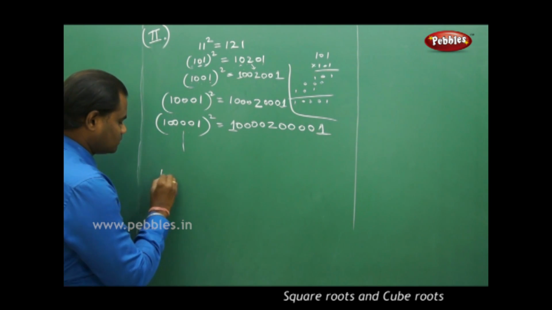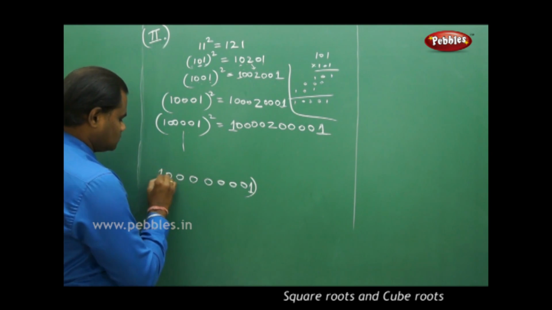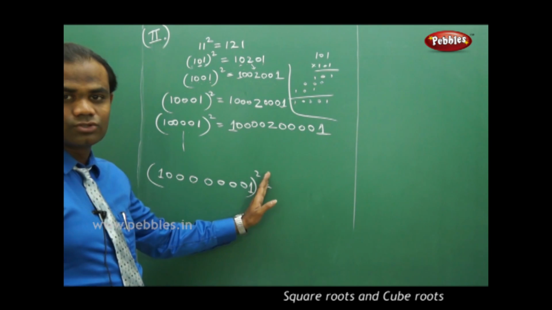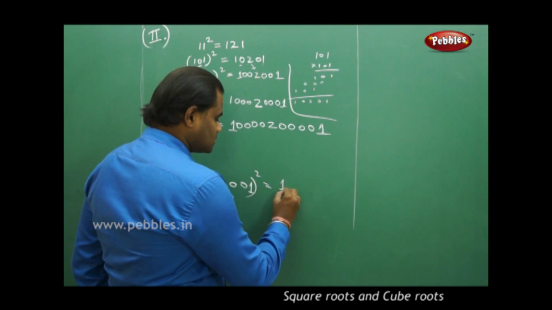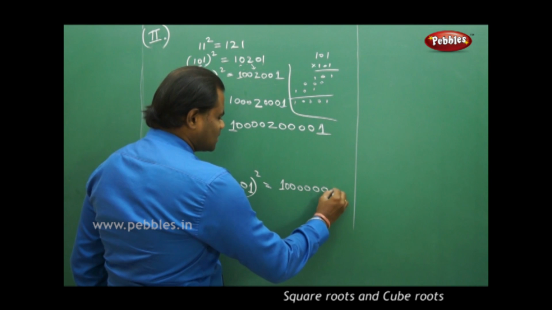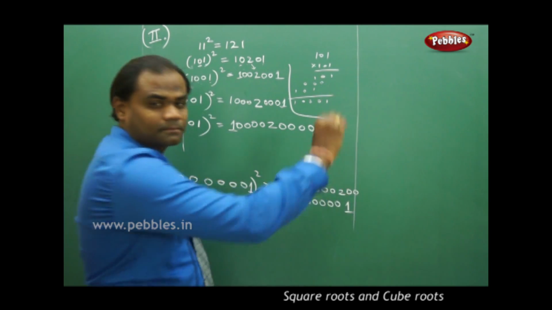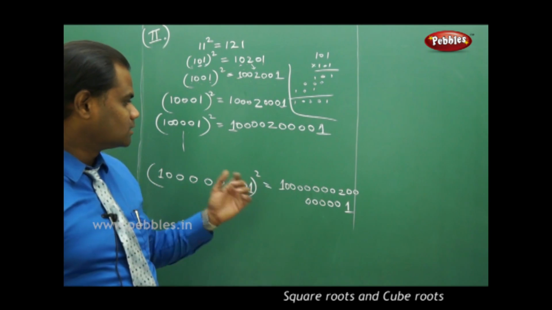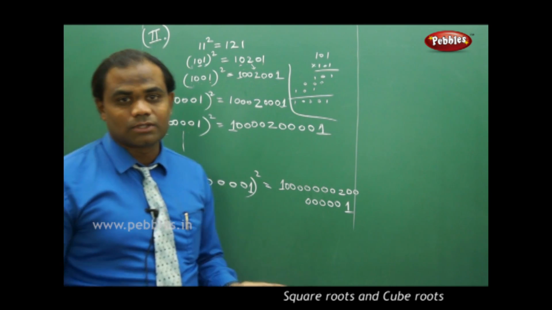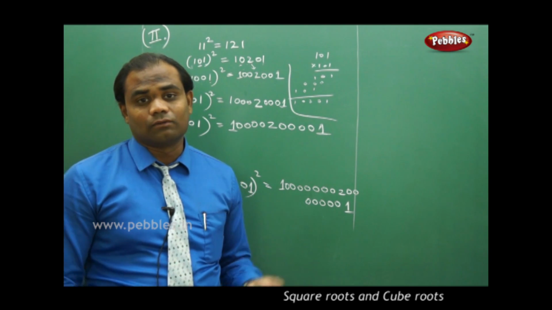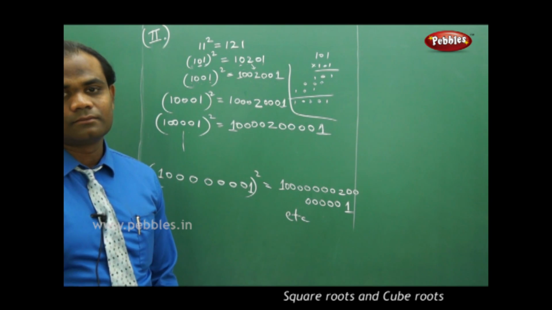So if I wanted to find the square of 1 followed by 7 zeros and then 1, then I have 7 zeros on the left of 2 and 7 zeros on the right of 2, and the value becomes 1, 7 zeros, 2, 7 zeros, 1. This is how I identify the pattern in the case of numbers in the form of 101, 1001, 10,001, 1 lakh and 1, 1 crore and 1, and so on. So this is how the pattern is identified.